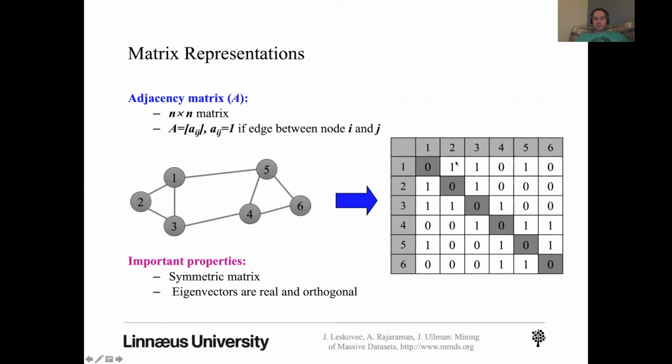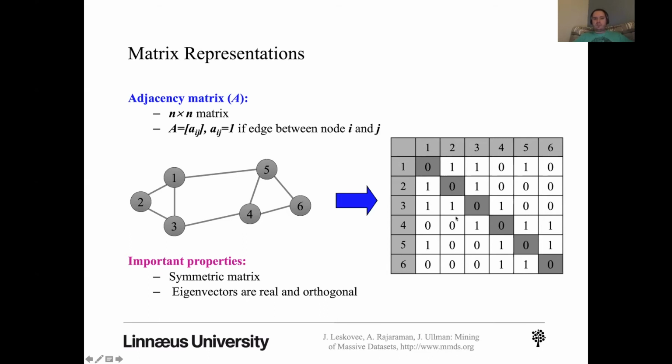You simply put a 1 if the nodes are connected and a 0 if they're not connected. For example, the diagonal is always 0 because the nodes are not connected to themselves. So (1,1) is 0, (2,2) is 0, and so on. But (1,2) is a 1 because 1 is connected to 2. (1,3) is also a 1 because 1 is connected to 3. But (1,4) is a 0 because 1 is not connected to 4. And so on and so forth.